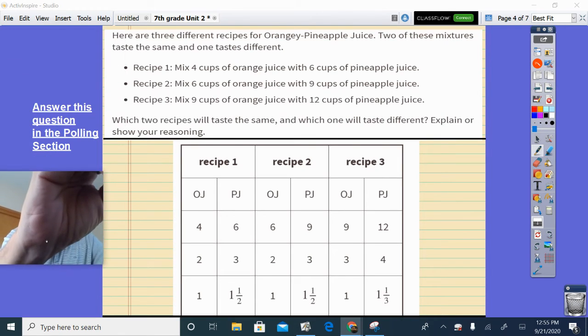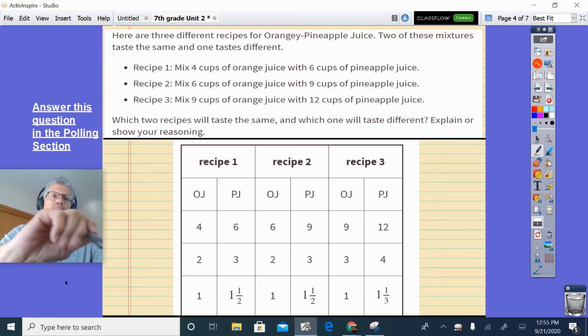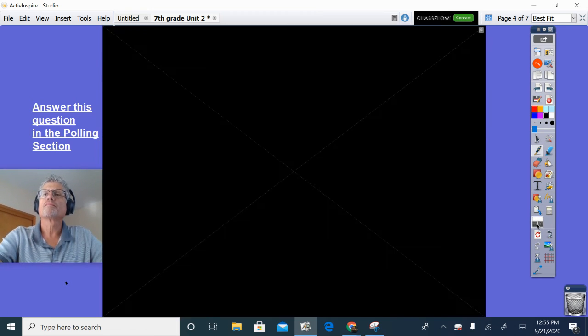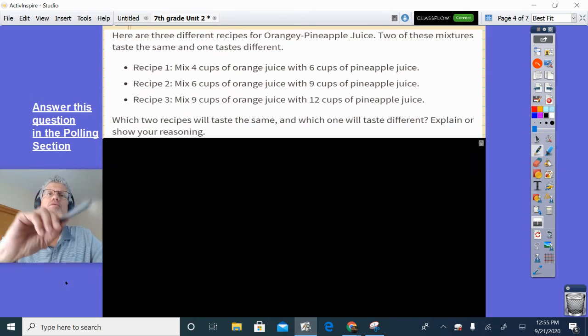Now here's an example that's a little bit more complicated. So we're going to take this away. Here are 3 recipes, and 2 of these mixtures taste the same and 1 tastes different. Why? Well, recipe 1 has mixed 4 cups of orange juice with 6 cups of pineapple juice. Recipe 2 has 6 cups of orange juice with 9 cups of pineapple juice. Recipe 3 has 9 cups of orange juice with 12 cups of pineapple juice. 2 will taste the same, 1 will taste different. Explain or show your reasoning.